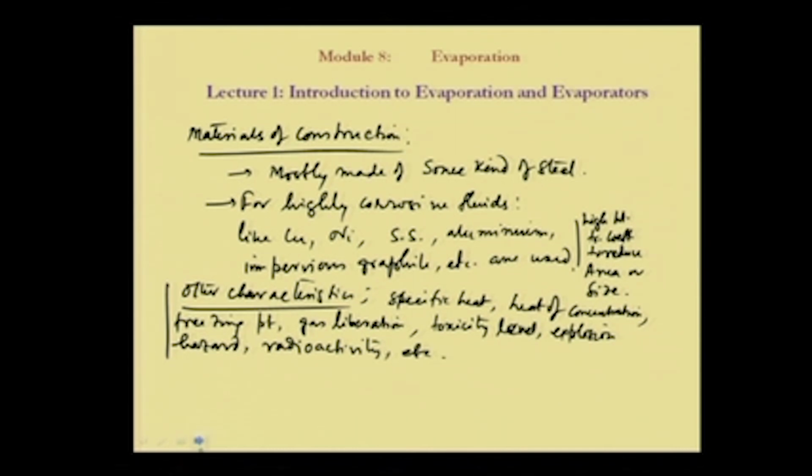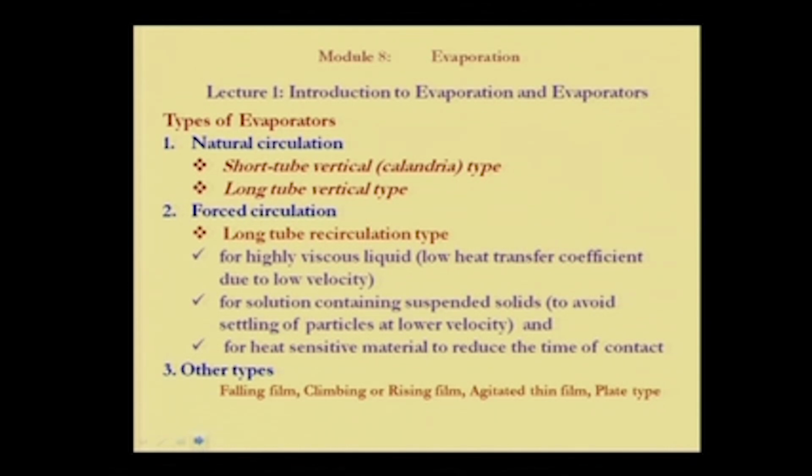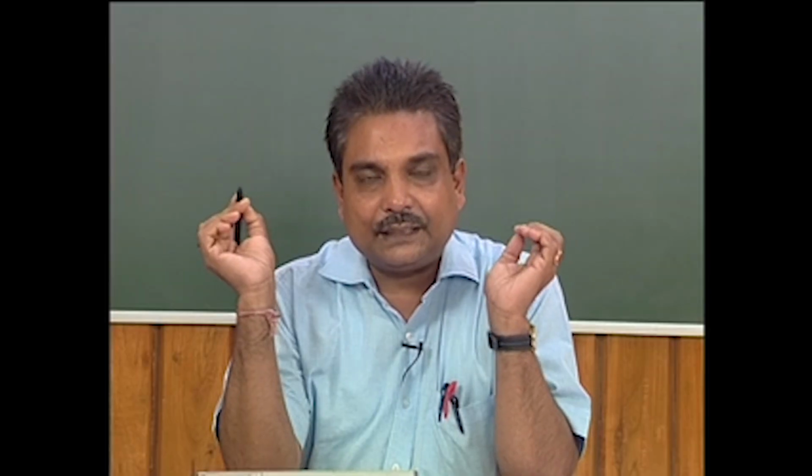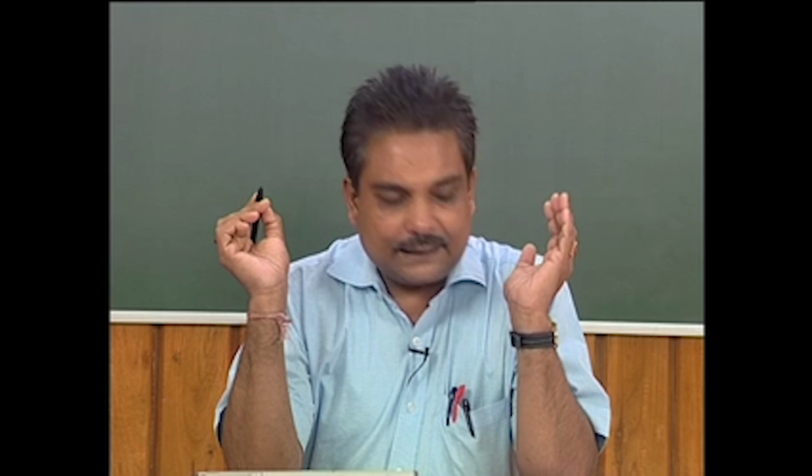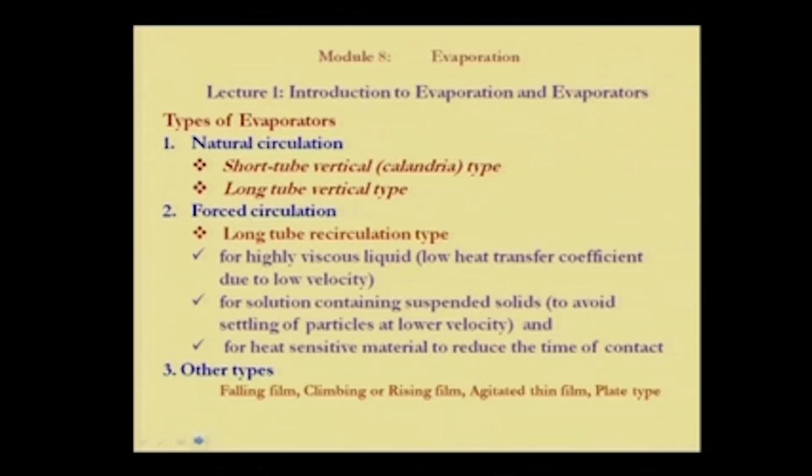Now, if we look at the types of evaporators, we will see that there are different types, and mostly the evaporators are a kind of selective heat exchanger. Tubular surfaces are the heating surfaces, and that can happen in two ways. One is called a natural circulation evaporator, and another is called a forced circulation evaporator.